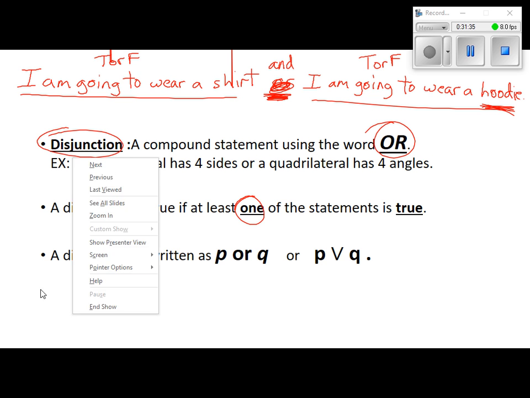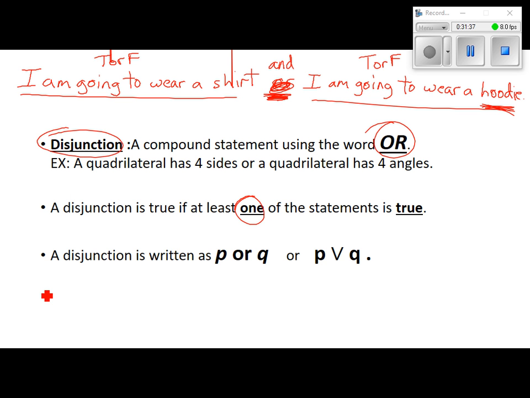So focus. This symbol means or. So whenever you see that, it's telling you or. So this is just saying statement P or statement Q. Again, just a shortened way to write it.